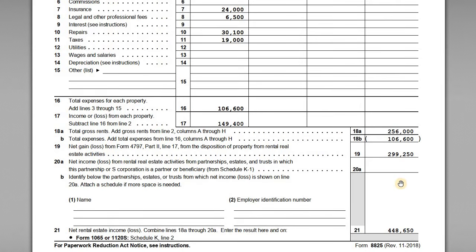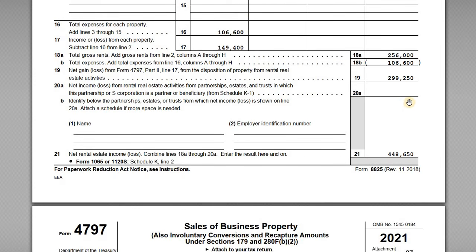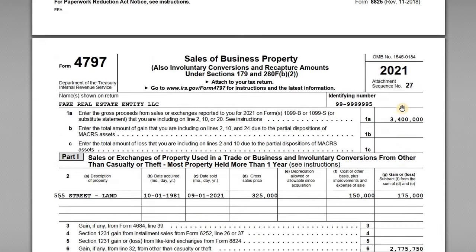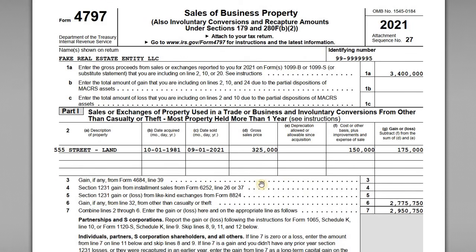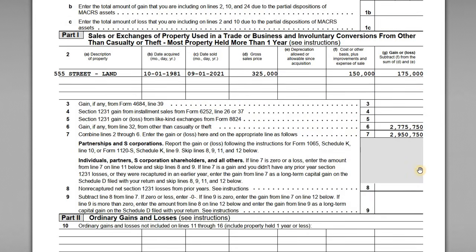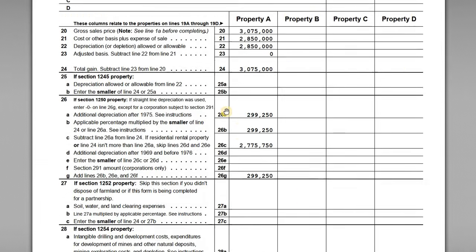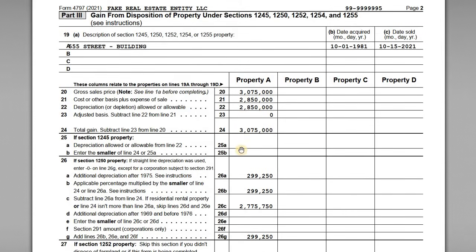Because again, we would just have unrecaptured 1250 gain that wouldn't be ordinary. But in this case, we do have a piece because we had property that was placed into service in 81. So there's the ordinary piece. And now when we look further at the breakout of these gains, we have the 175, which is 1231 long-term capital gain, and then the amount that's going to be 1231 and the unrecaptured 1250 is whatever's left over after we take out the ordinary piece, right?